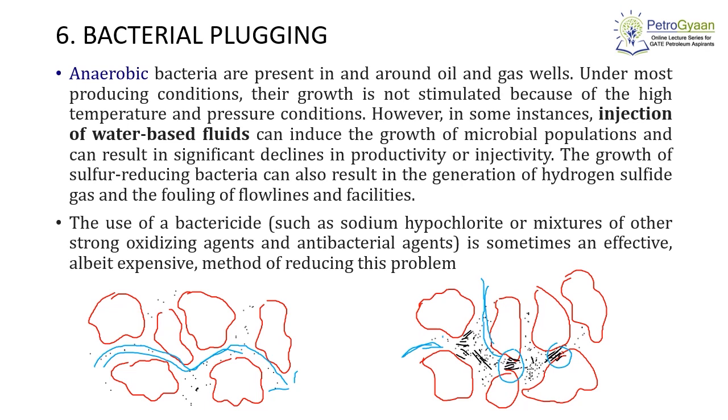Now sometimes sulfur reducing bacteria can also result in generation of hydrogen sulfide. As we know, hydrogen sulfide is a very dangerous gas, and that will lead to failing of the flow line and facilities. There is no such method to mitigate it, but sometimes the use of a bactericide such as sodium hypochlorite and a mixture of other strong oxidizing agents will reduce this problem.